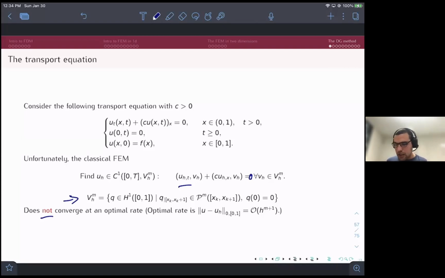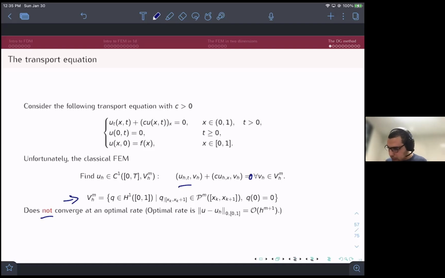There are other ways around this. For example, there's something called the streamline upwind Petrov-Galerkin, where you would change what the VH looks like. So there are ways around that, but that would lead to some stiff problems. If you have questions about this, we can talk about it later on.